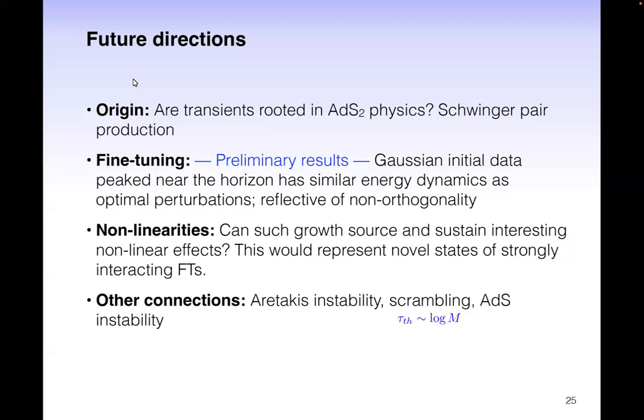And there are also questions about how this type of work may be pushed to the nonlinear level. How does that relate to the AdS instability? So there are lots of open directions.